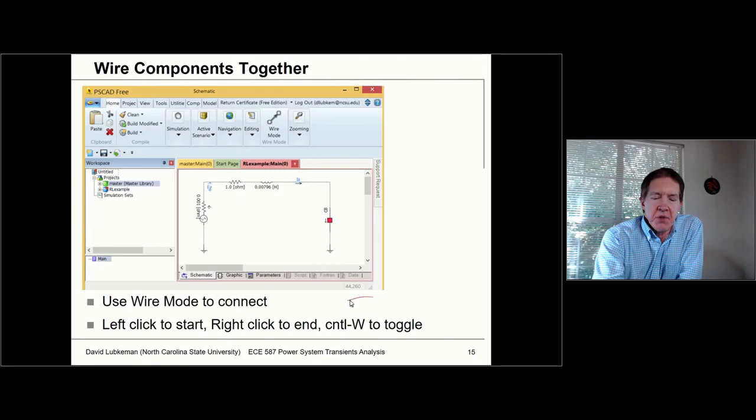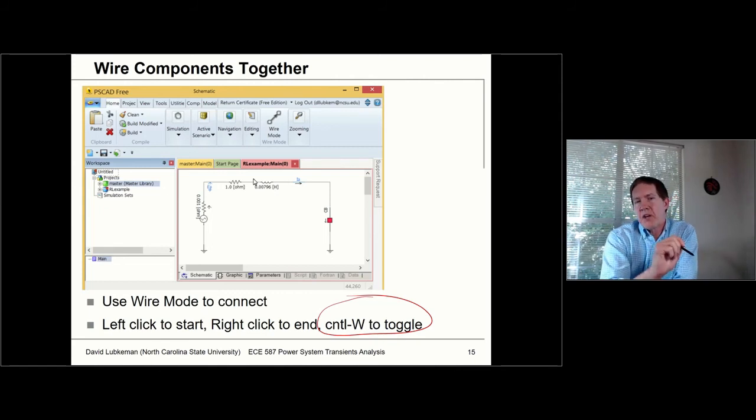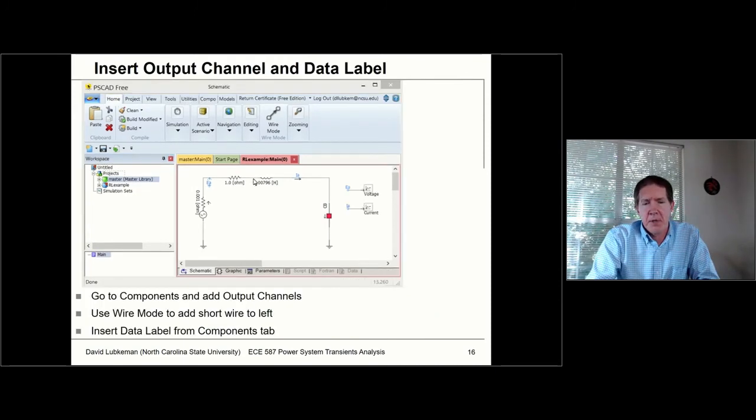And so there's a Control W you can use to go into the wiring mode to make all the different connections. And one thing you have to watch out for when you're doing this is sometimes you think you're making a wiring connection, but it doesn't take. If you get an error, that just means you didn't quite get the components connected together right.